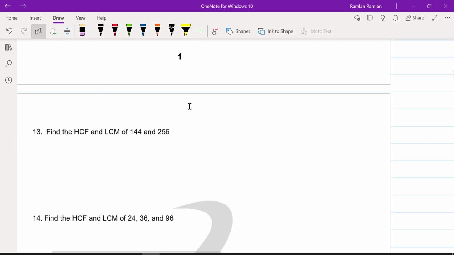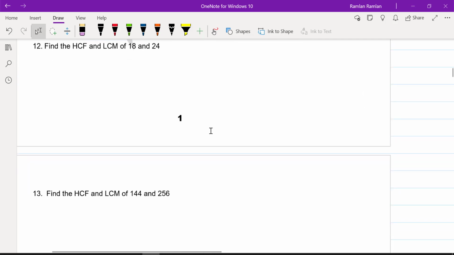Okay, so for number 12 until number 14, they're all the same, finding the highest common factor and the least common multiple. Okay, now for number 12, we're finding the HCF and LCM of 18 and 24. So the first thing you need to do is to make the factor trees from 18 and 24.